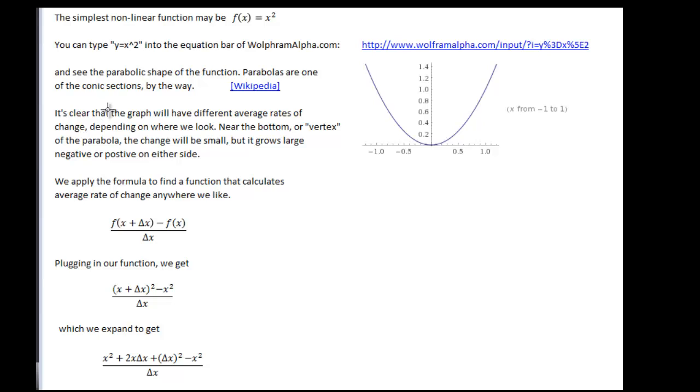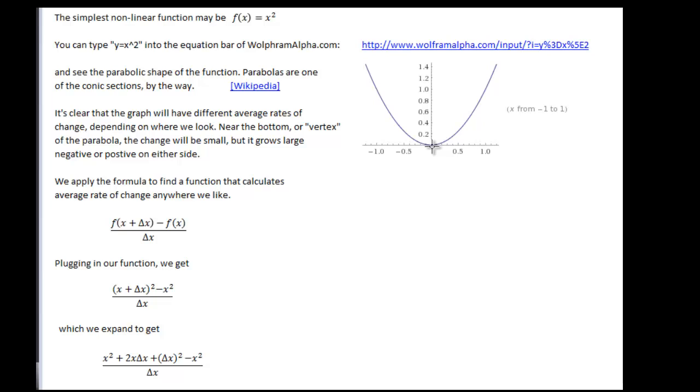Let's take a look at f of x equals x squared. This is a parabola, and I've inserted its graph here from Wolfram Alpha. And we're going to apply the same method to try to find a formula for its average rate of change over some interval. Unlike a line, the average rate of change will be different depending on which interval we choose.